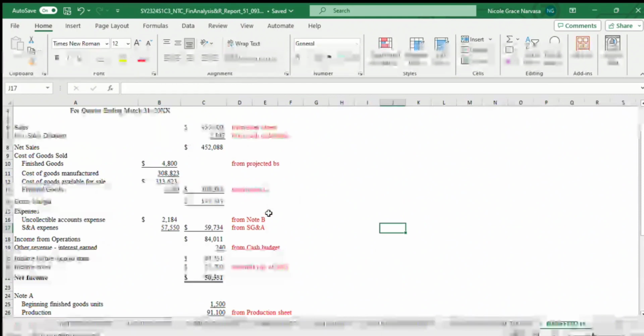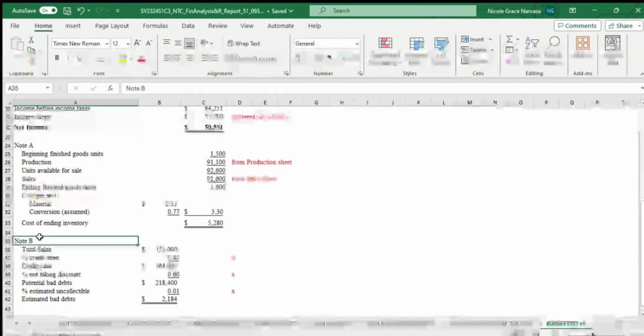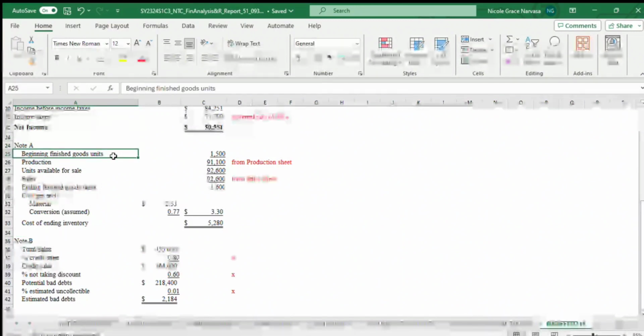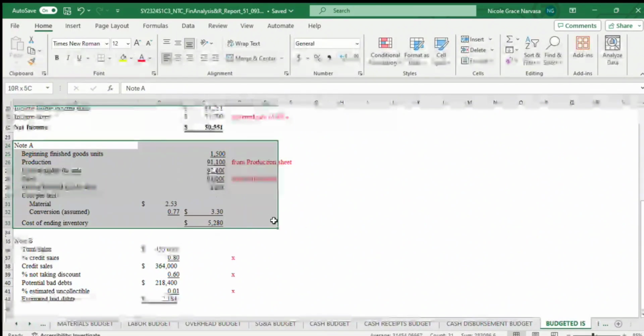So note A, because we do have note A and note B. For note A, we have beginning finished goods units, production, units available for sales, and then finished goods units, cost per unit, material conversion, and cost of ending inventory. All of this also comes from the production sheet and from the sales sheet.